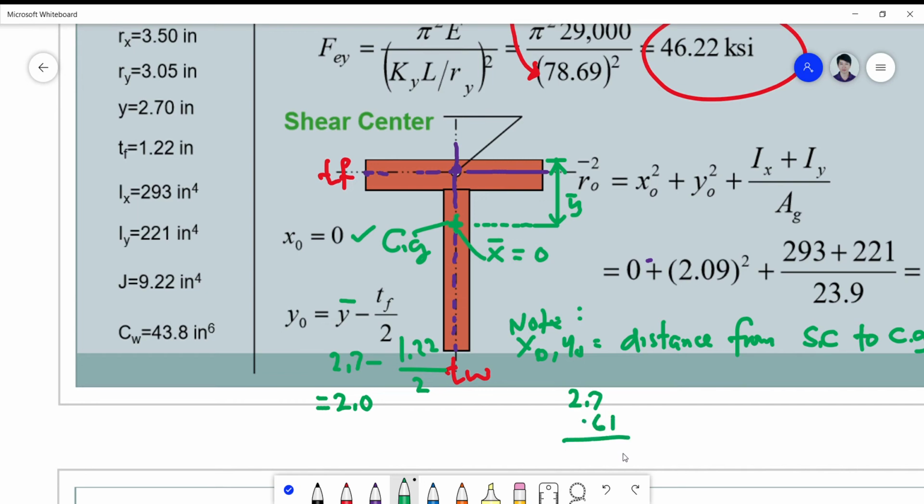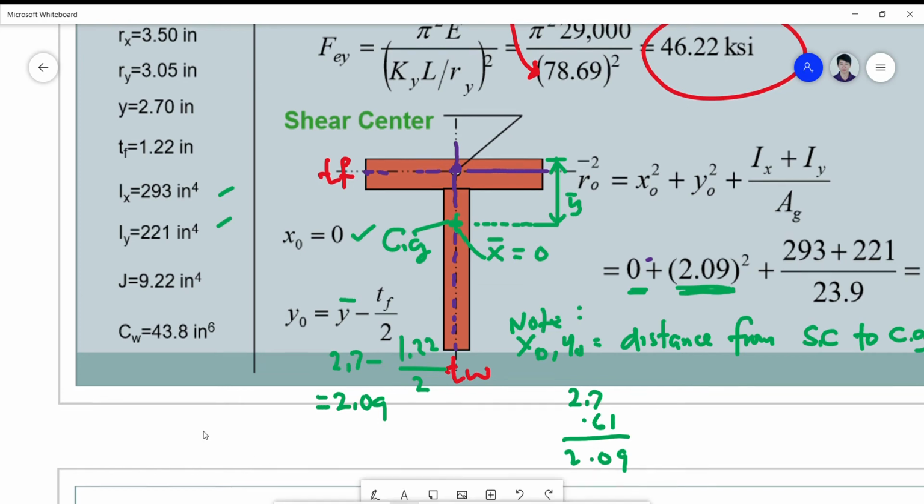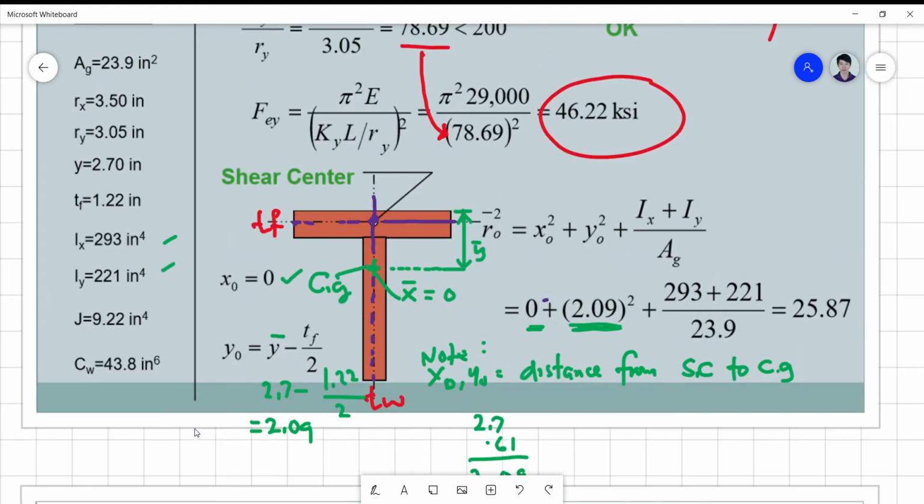0.61. Ilan siya? 902. Ayun. Ay, ito siya. Chinek ko lang. Tama? So, 0 yung x. 2.09. Tapos, ix, iy, given. Yan. Divide mo ng Ag, given. Saan yung Ag? It's 23.9. Yan. So, ito yung ating Ro. Okay?